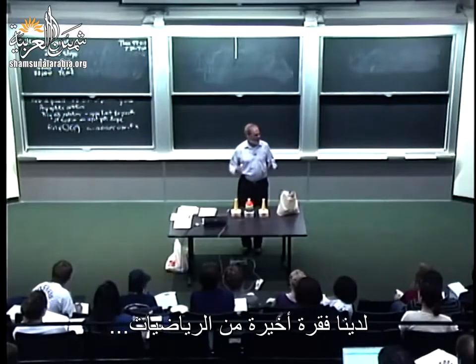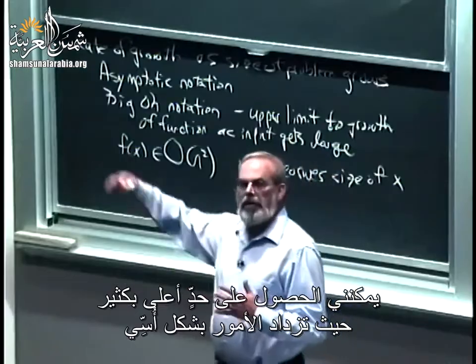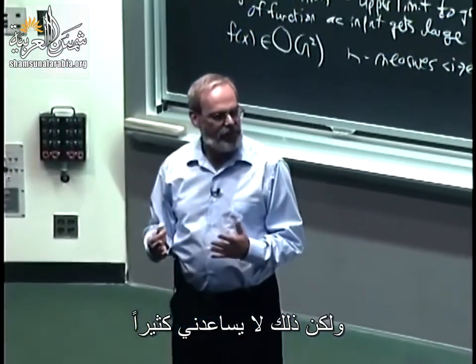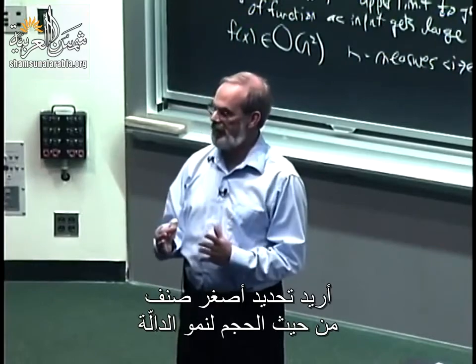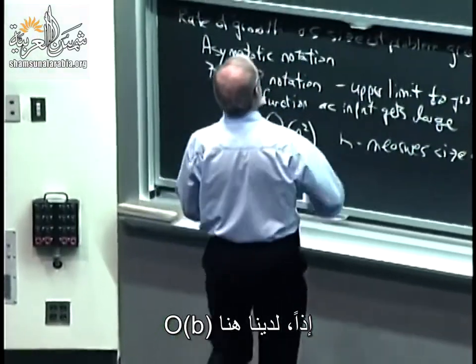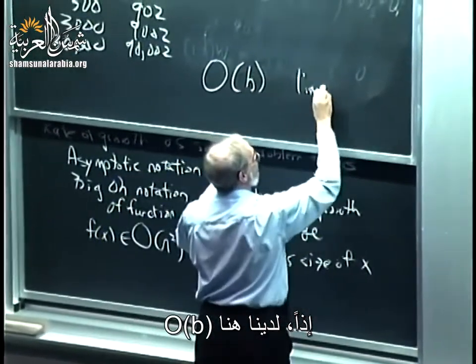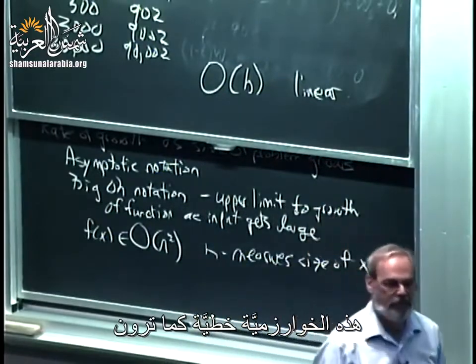Now, one last piece of math. I could cheat. I said I just want an upper bound. I could get a really big upper bound. This thing grows exponentially. That doesn't help me much. Usually what I want to talk about is what's the smallest size class in which this function grows. With all of that, what that says is that we would write this as order b. Right? That algorithm is linear.